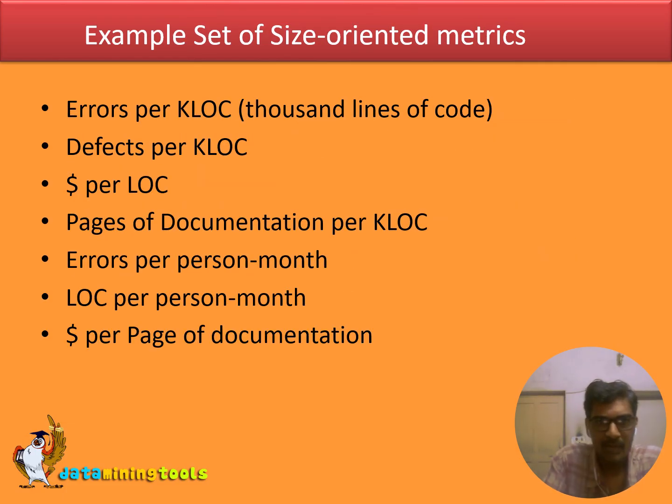Next, examples for size-oriented metrics are 1,000 lines of code, KLOC, errors per KLOC, defects per KLOC, dollars per LOC or the cost per LOC, pages of documentation per 1,000 lines of code, errors per person per month, then lines of code per person per month, and dollars per page of documentation, the cost per page of documentation.